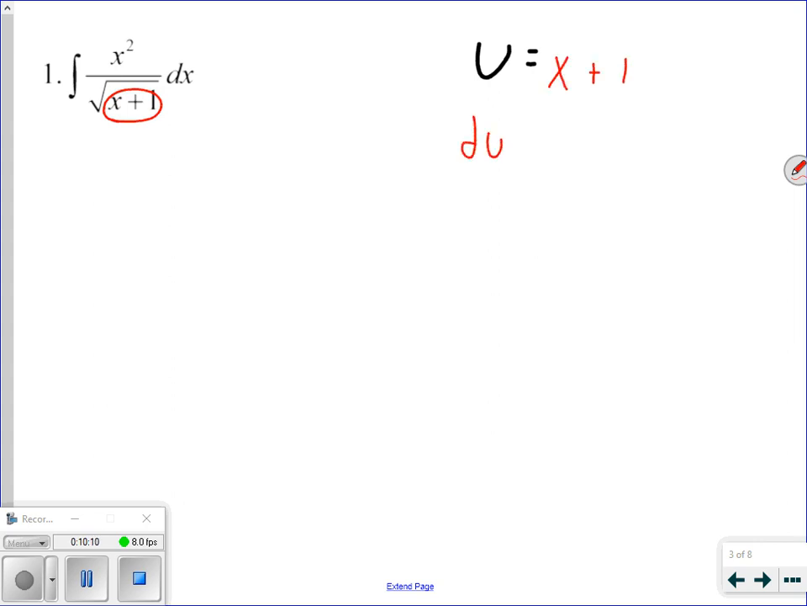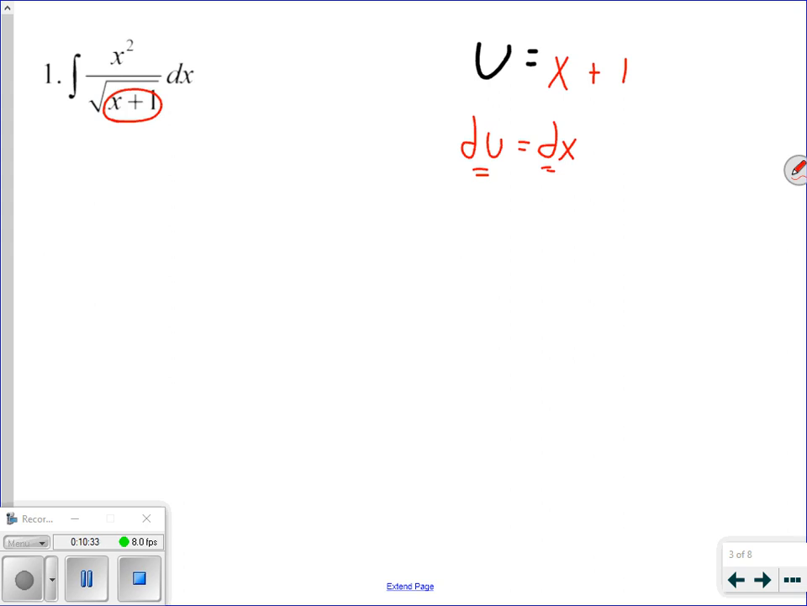Okay. So then you get du equals, and then the derivative of x is just dx, and the derivative of 1 is 0. Okay. Now, the fact that we got du equals dx doesn't necessarily mean that we got it wrong. It just means that we might have to do something with it a little bit. So let's kind of see what I'm talking about here.